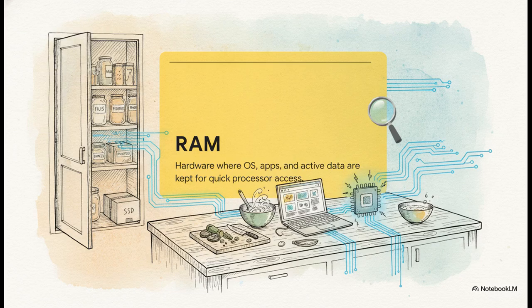Your operating system, the 15 browser tabs you have open right now, the document you're typing in, they are all living in the RAM right at this very second. It's the hardware where your current, active data is kept for lightning-quick access. Let's put it this way.